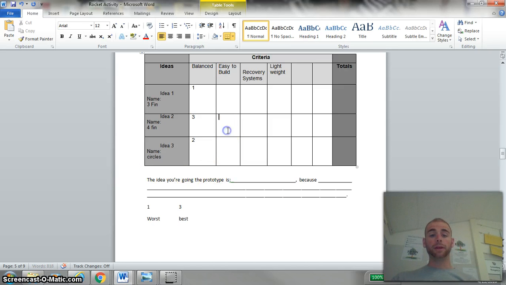Now, easy to build: 3 fins, that's 1 less fin. That'll definitely be the easiest to build. Well, 4 fin, that's going to take forever to build. And the circles, that'll be somewhere in the middle, okay? Now, my recovery system, I have the same parachute recovery system for all of them. So I'm just going to give them all 2s, okay? That really isn't a good criteria to judge off of, but for now, it's okay. Now, lightweight design is also important, and I think the lightest weight is going to be my 3 fin rocket, okay? And my heaviest one, therefore, would be my 4 fin. And again, circle somewhere in the middle.